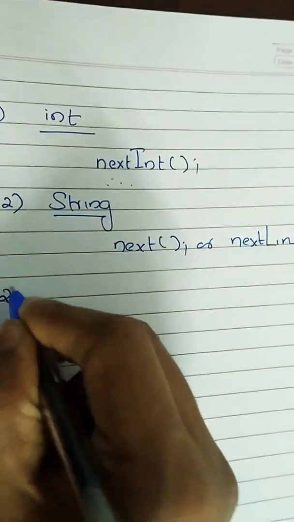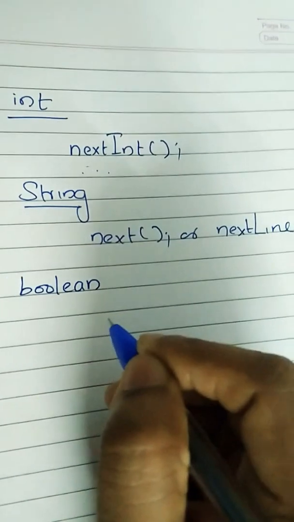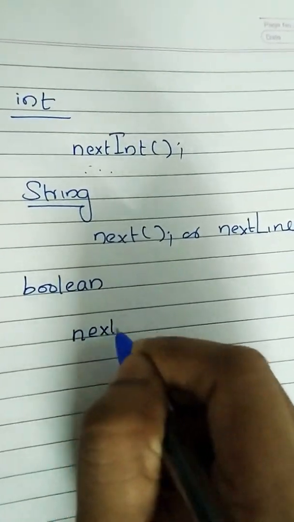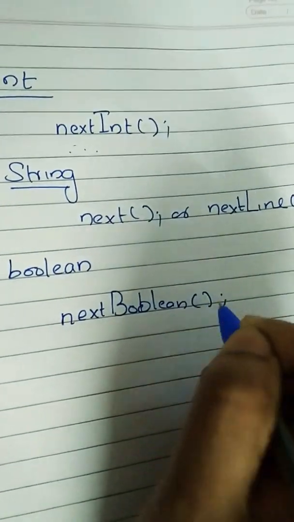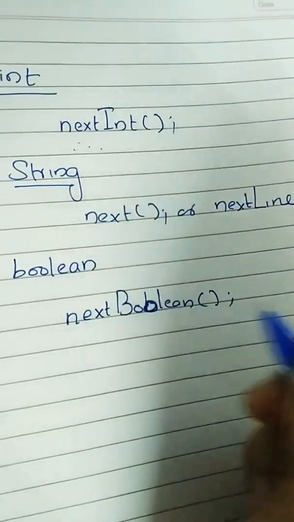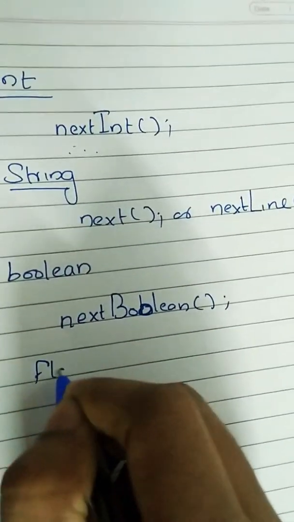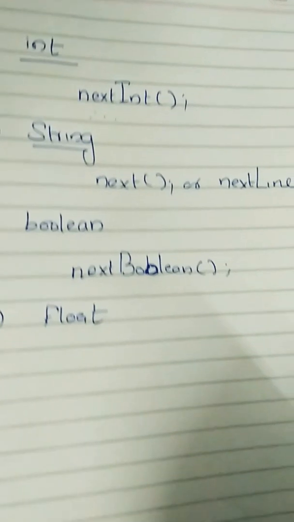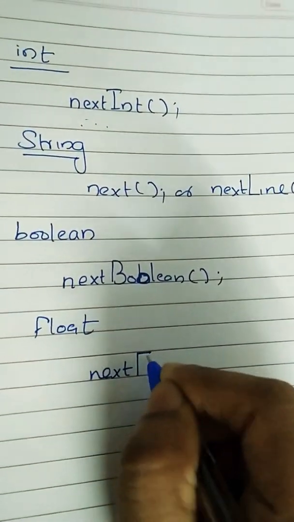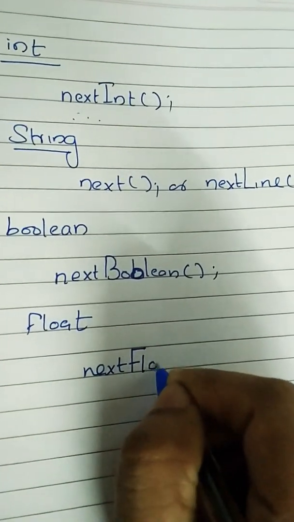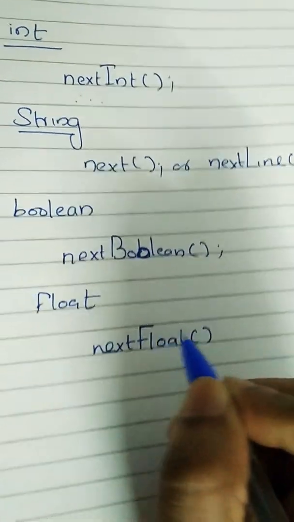Next, to accept a boolean value from a user, the method used in the Scanner class is nextBoolean(). nextBoolean(). This is O, okay? It's in small letter. Next, fourth one, float. For accepting a float value, the method used in the Scanner class is nextFloat. Always remember the method's second word's first letter will be capital, okay? Second word, first letter will be capital.